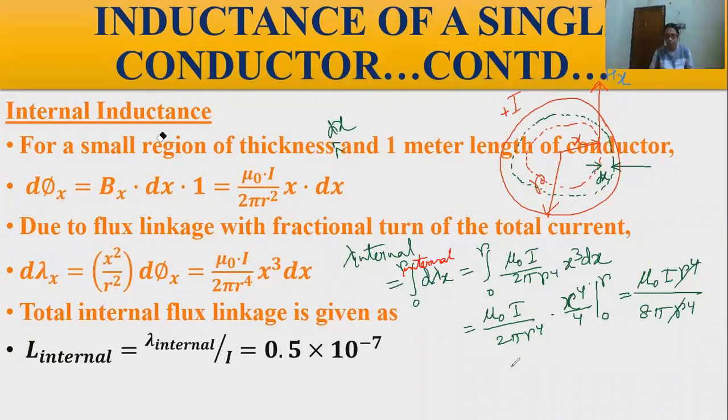Now by putting the value of mu naught, that is 4 pi into 10 to the power minus 7, I divided by 8 pi, that will give us 0.5 into 10 to the power minus 7 I. And from the generalized expression of self-inductance, L internal equals lambda internal by I, that is 0.5 into 10 to the power minus 7. Obviously, the unit is Henry.